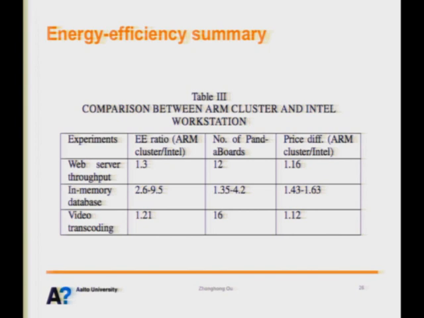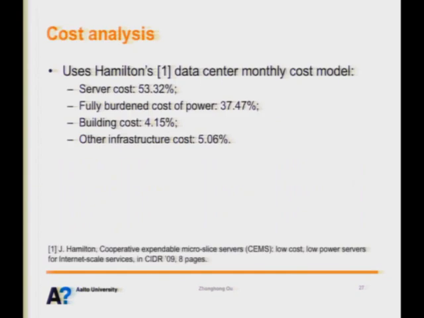But for the same amount of work, you will need more ARM processors to be comparable to the Intel processors. For the web server, you need 12. For the in-memory databases, you need maybe 1.3 to 4. For the video transcoding, you actually need 16 processors to do the same job. We also analyzed the cost.